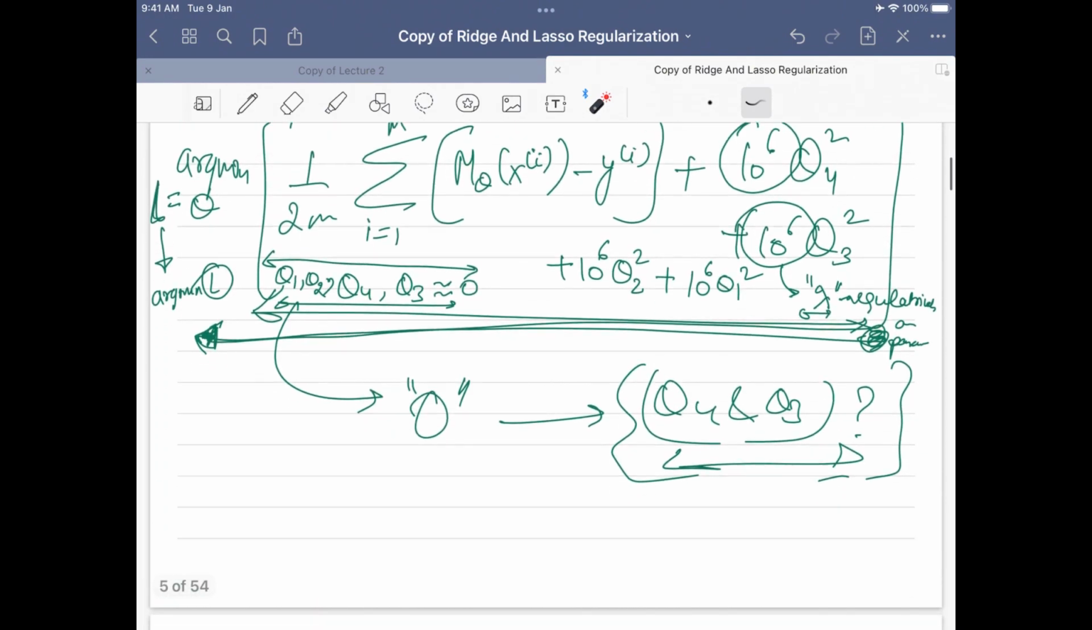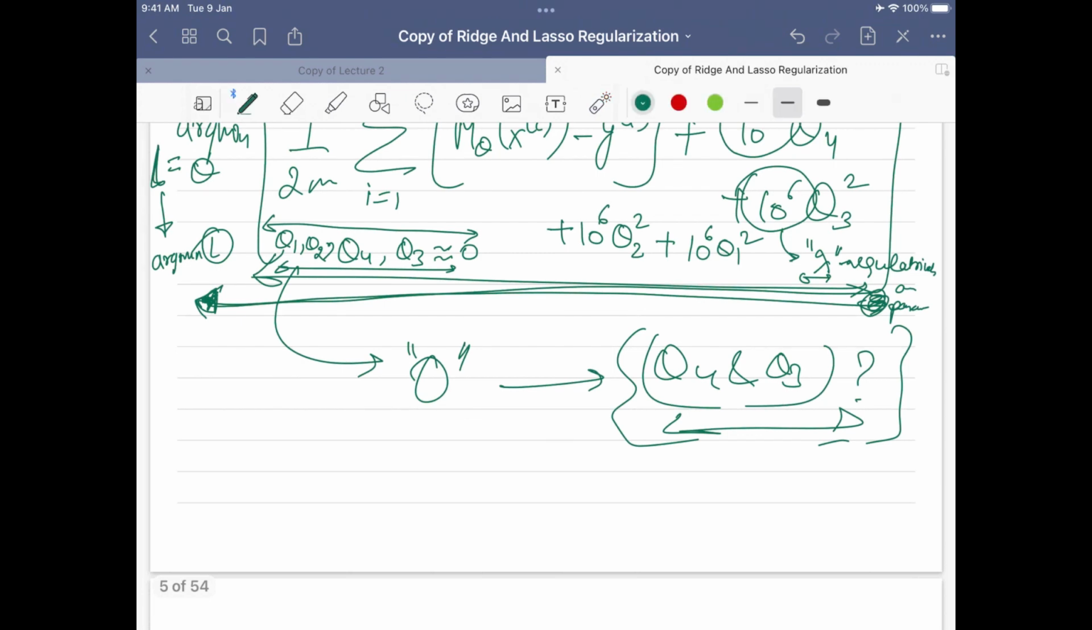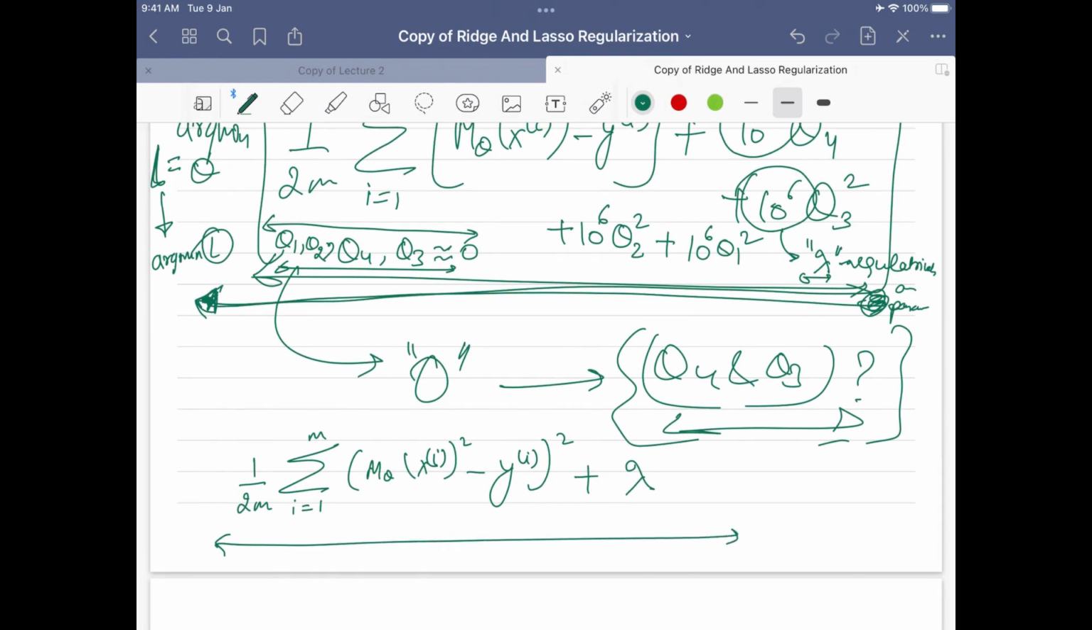So what happens is the actual model will now be 1 over 2m summation i running from 1 to m of (h theta of xi minus yi) whole square plus. So what happens is now we are calling the modified function which is over here by this. So what we are doing is we are running i from 1 to n. Note here that this summation is running till m. This summation will run till n.